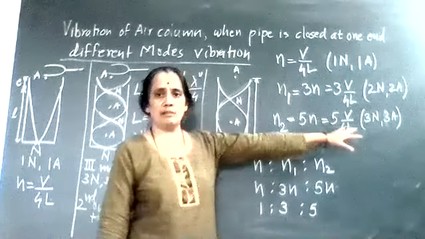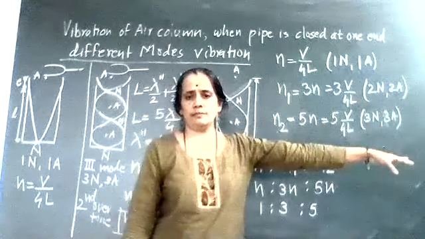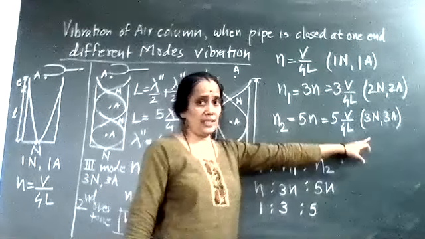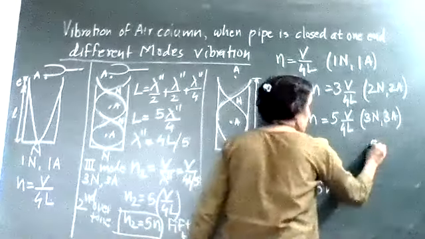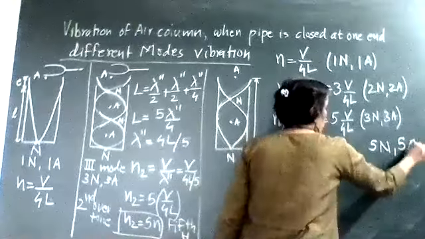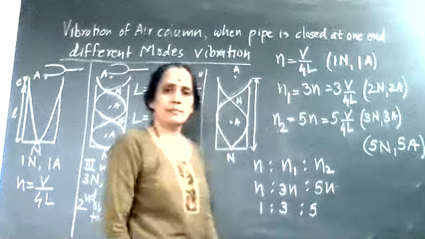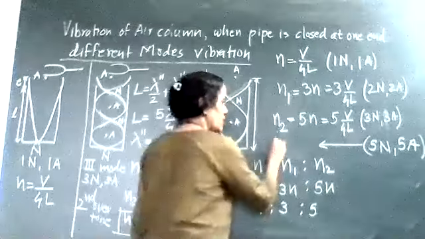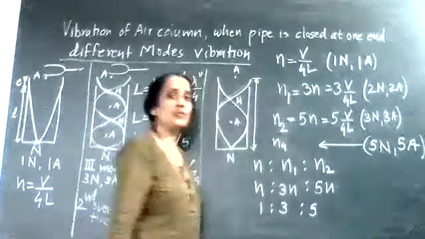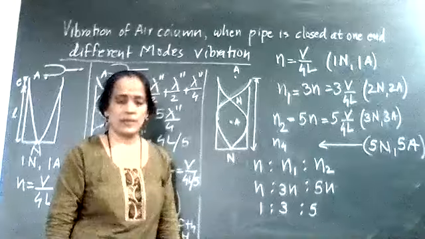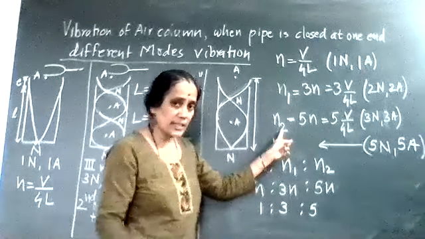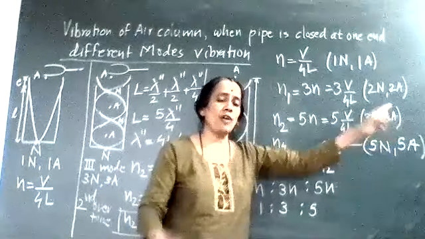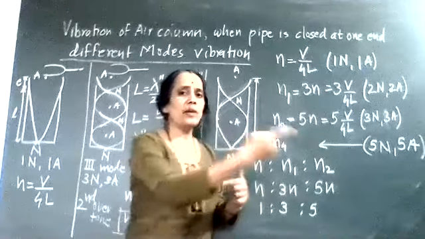Suppose I am saying that 5 nodes and 5 antinodes are formed. So the corresponding frequency is to be called, I am saying, N4, that is the fourth overtone frequency. Here is N2, the second overtone, right? Second overtone, but how many nodes and antinodes are formed? To 2 you have to add 1, meaning 3 nodes and 3 antinodes.